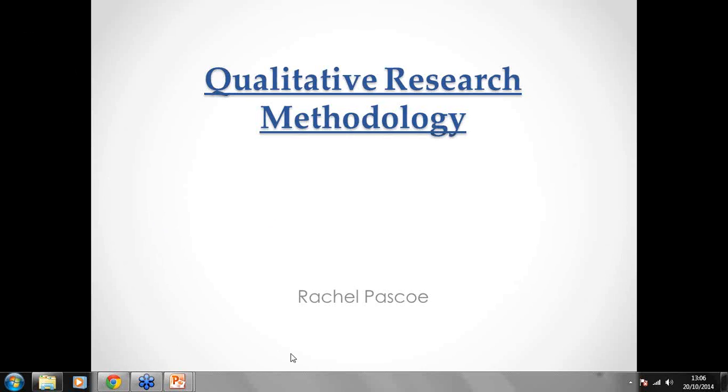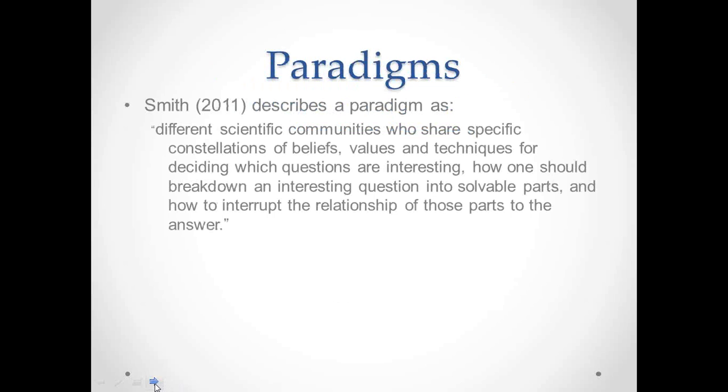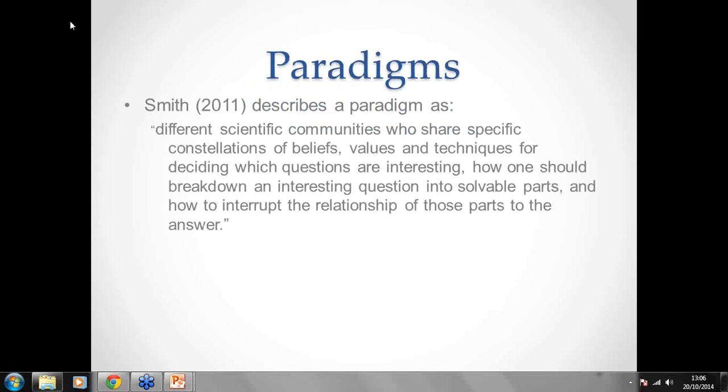Okay, so we're going to talk about qualitative research methodology today. I'm just going to have a brief review of what we discussed a couple of weeks ago, which was the whole idea of paradigms. With qualitative research methodology, you're specifically talking about a paradigm, which Smith describes as a scientific and structured problem. The quote here from Smith is: different scientific communities who share a specific constellation of belief, views and techniques for dealing with questions that are interesting, how one should break down an interesting question into solvable parts and how to interpret the relationship between those parts to answer. So we're talking about a particular paradigm, a particular shared set of beliefs and values.